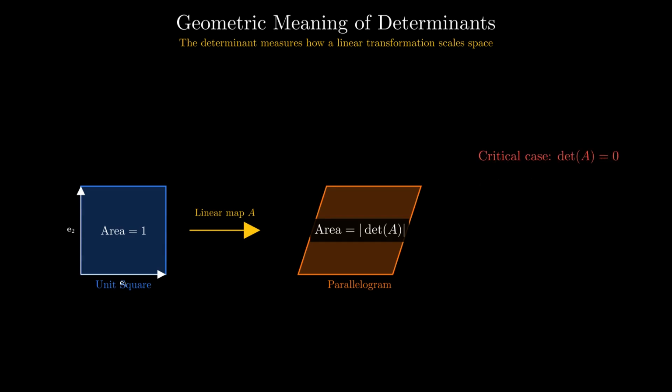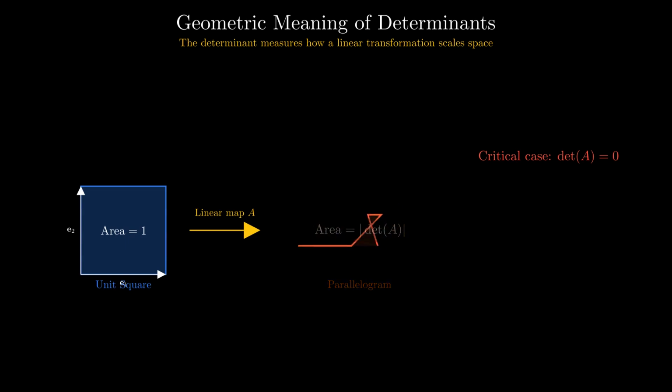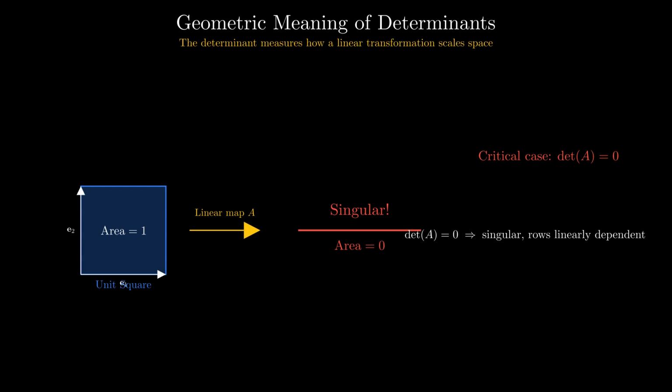Now here's the critical case. What happens when the determinant equals 0? The transformation collapses space. The parallelogram flattens down to a line or even a single point. The area goes to 0. The matrix is singular and its row vectors are linearly dependent. This connects the geometric story directly to the algebraic test for invertibility.